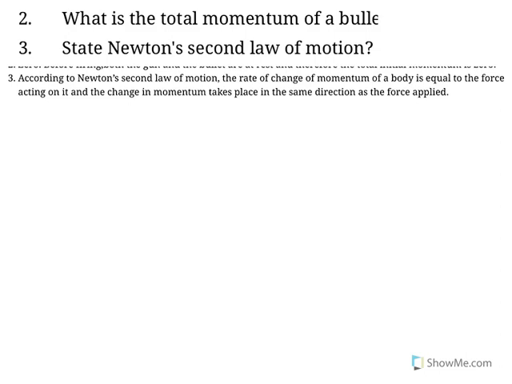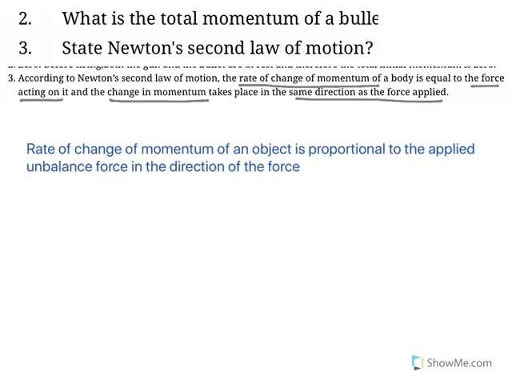State Newton's second law. According to Newton's second law, the rate of change of momentum is equal to the force acting on it, and the rate of change of momentum is in the same direction as the force. While giving these laws, you have to state exactly what's in your textbook. This is how Newton's second law is given in your text: the rate of change of momentum of an object is proportional to the applied unbalanced force. It's very important to write unbalanced force, and it takes place in the direction of the force.